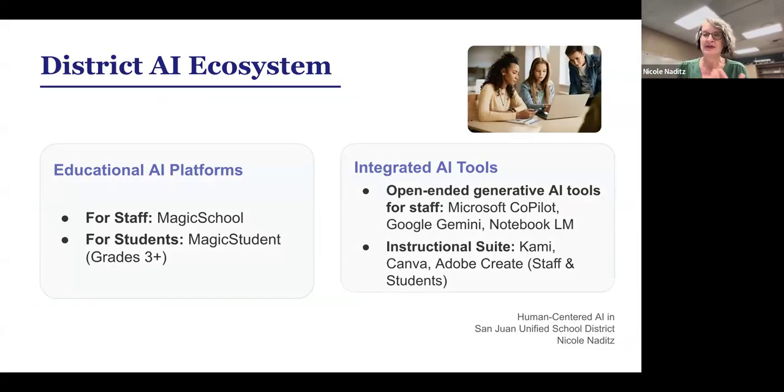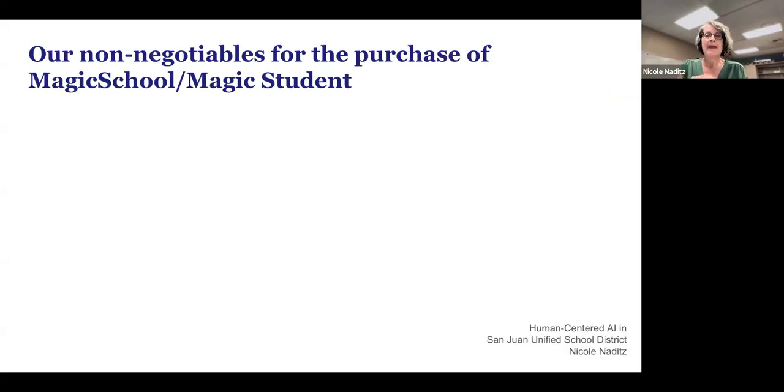In addition, we have some additional integrated AI tools in our platforms. For example, for staff, we also have access to Microsoft Copilot and Google Gemini and Notebook LM, which is part of the Google suite of tools. In addition, our suite of instructional technology includes tools that have some AI built into their features, but are not, strictly speaking, generative AI tools on their own, such as Cami, Canva, and Adobe Create. Those are available to staff and students. I should note again that Microsoft Copilot, Google Gemini, and Notebook LM are currently only available to staff.